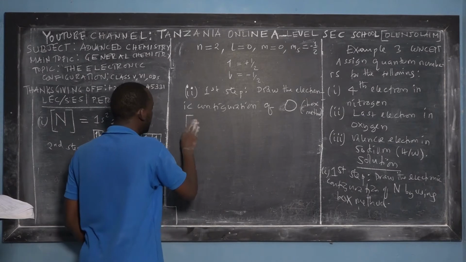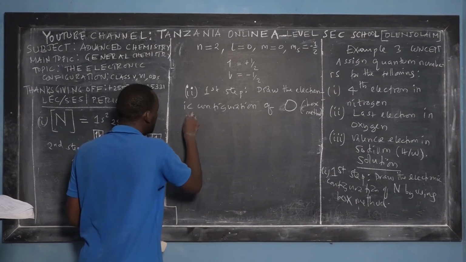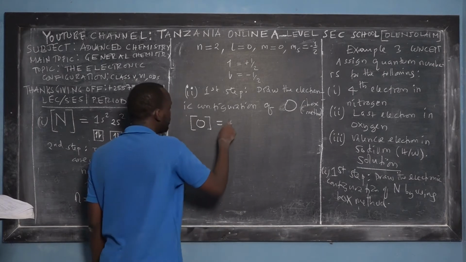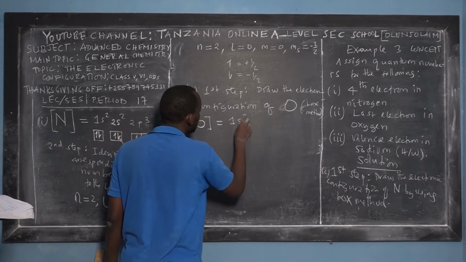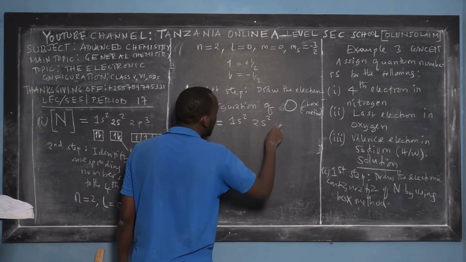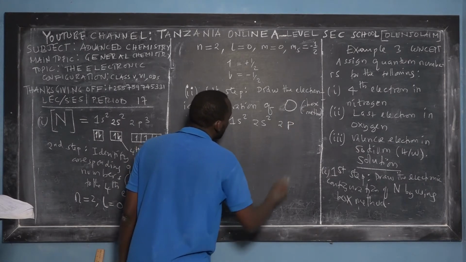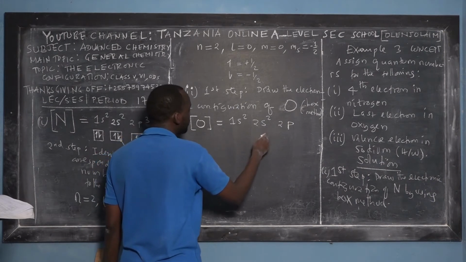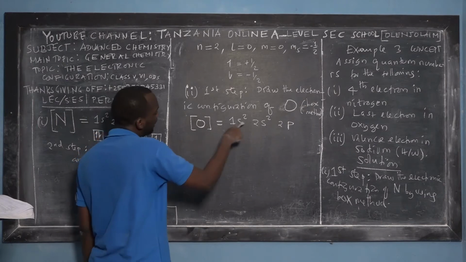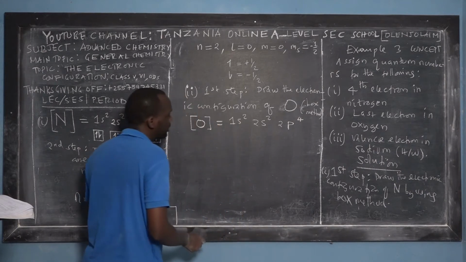So oxygen should be in uppercase. Say that this is oxygen, in uppercase. So then this is equal to what? It is equal to 1s, and then this is 2s, and then this is 2p. And then we say that here we have 2 electrons, total 4. The total number of electrons in oxygen is 8. 8 minus 4 is 4. So it means that here the p orbital will have 4 electrons.